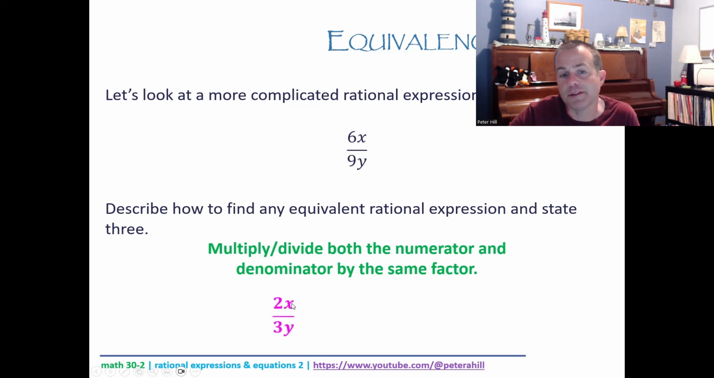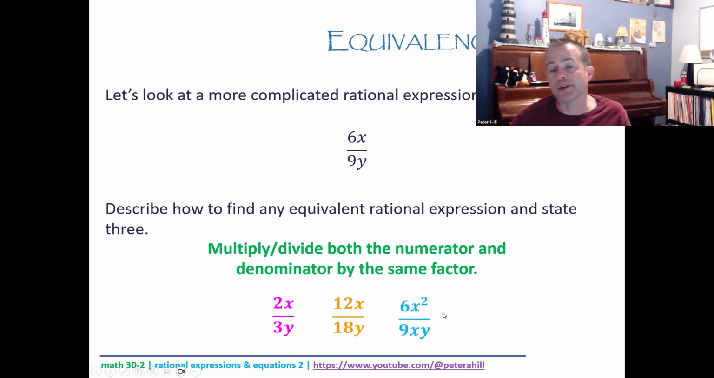So I've given you 2x over 3y, where I divided both of these by 3. I've also given you 12x over 18y. Here I multiply both the top and the bottom by 2. Or I could say 6x squared over 9xy. There I multiply both the top and the bottom by x. Okay? So all of those are equivalent. If I was to think of them visually as a picture, just like I did with that 4 over 8 versus 12 over 24, it would be the exact same picture. The only difference is kind of how many pieces I'm splitting that picture up into. Okay?